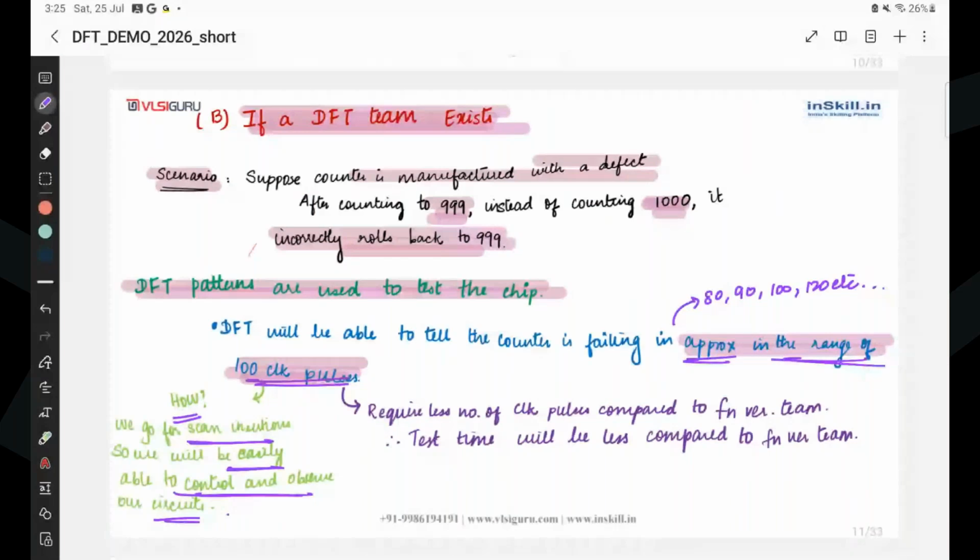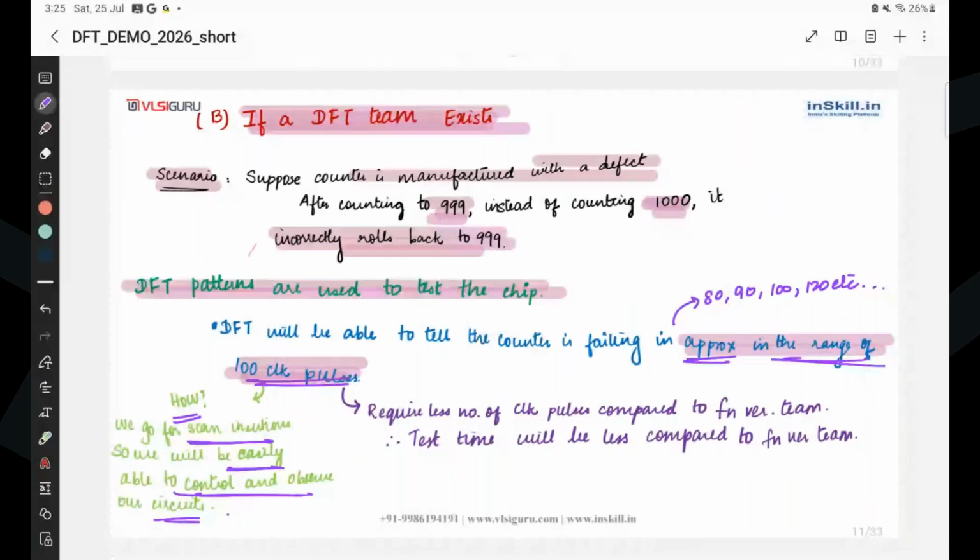So we go for the scan DFT team, we will be going for scan insertions. Because of that, we will be easily able to control and observe our circuits. That's why the DFT team will be able to tell that the counter is failing approximately in the range of 100 clock pulses itself. Approximately in the range of 100 clock pulses means somewhere around 80, 90, 100, 120 like that.